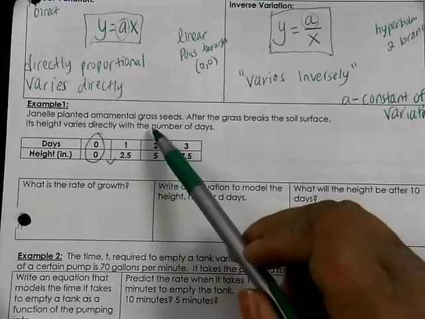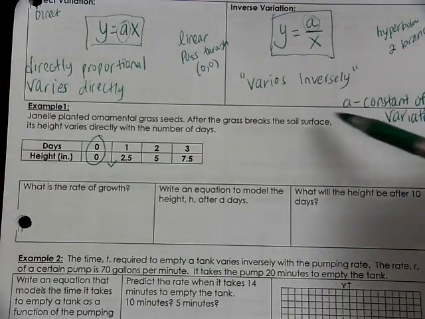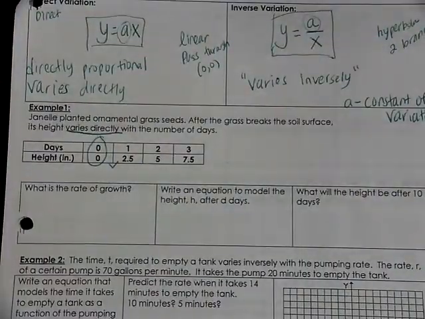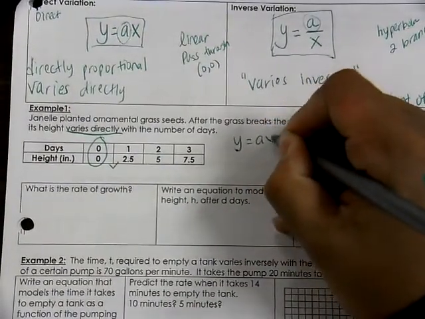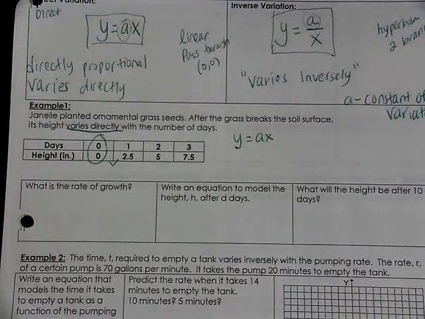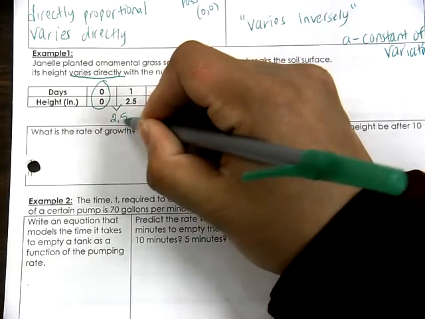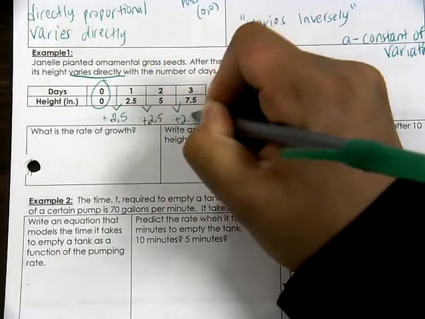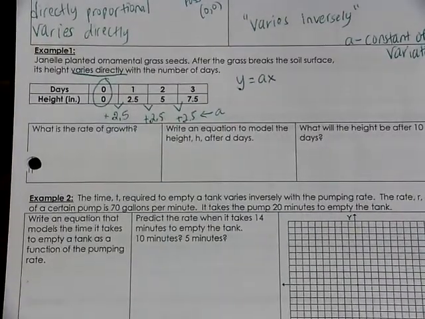Because it says, Janelle planted ornamental grass seeds. After the grass breaks the soil surface, its height varies directly. So actually it did tell us right away that varies directly means you're going to use this equation, y equals a times x. But again, if you're looking for the slope, it would be adding 2.5 every single time. That is your a value, the number that you add every single time.